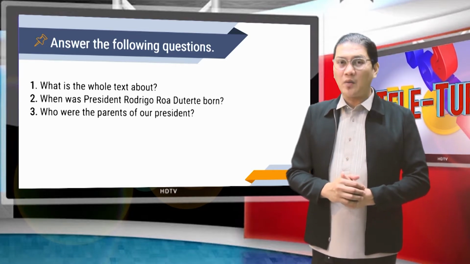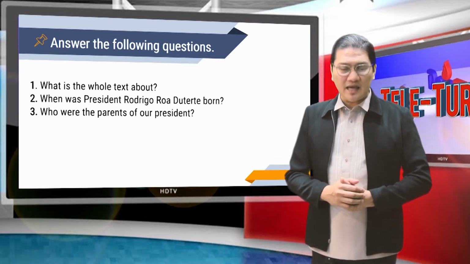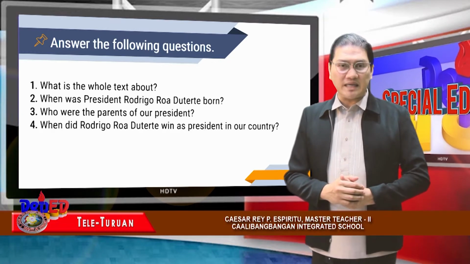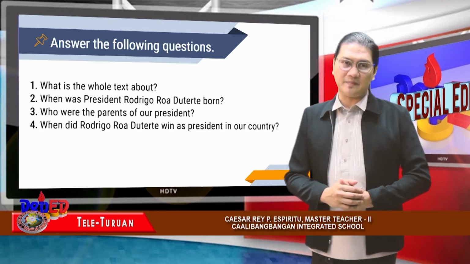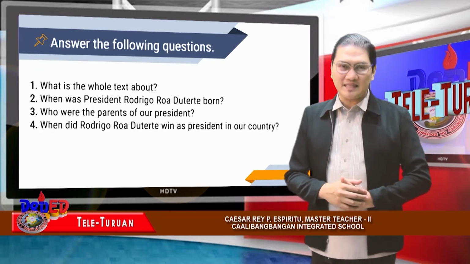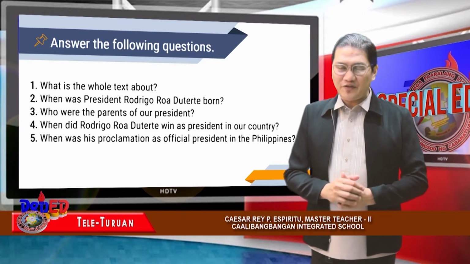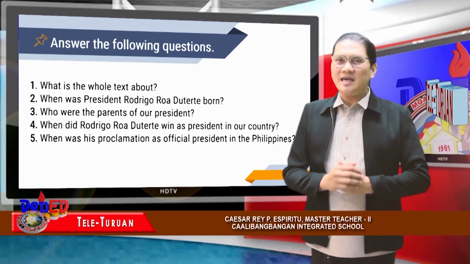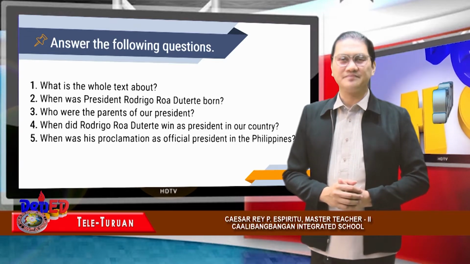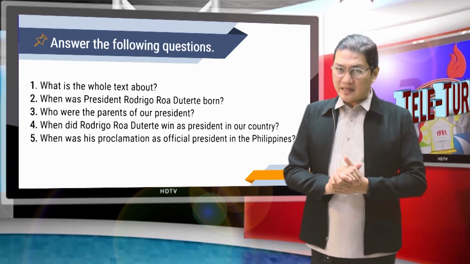Who were the parents of our president? Correct. His parents were Vicente Duterte and Soledad Roa. When did Rodrigo Roa Duterte win as president in our country? You got it! He won the presidency last May 9, 2016. When was his proclamation as official president in the Philippines? Good job! He was officially proclaimed on the 30th of May, 2016. Wonderful job, kiddos! Your answers are all correct.